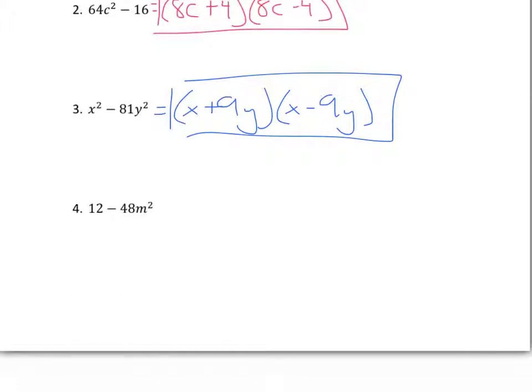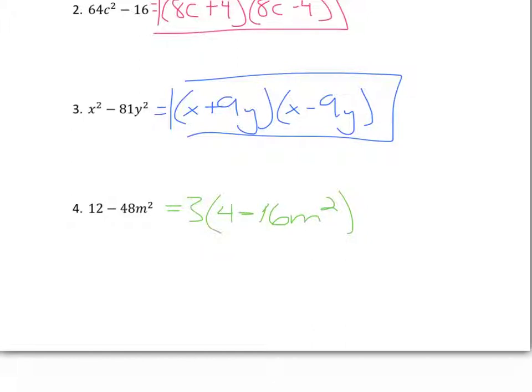All right, and the last one down here. This one's a little bit tricky because we don't have perfect squares. 12's not a perfect square, and 48's not a perfect square. But we could do some factoring to get us some perfect squares. So what could we take out of both 12 and 48 to get to a perfect square? Well, if you take 3 out of 12, you'd be left with 4. And if you take a 3 out of 48m squared, you're left with 16m squared.